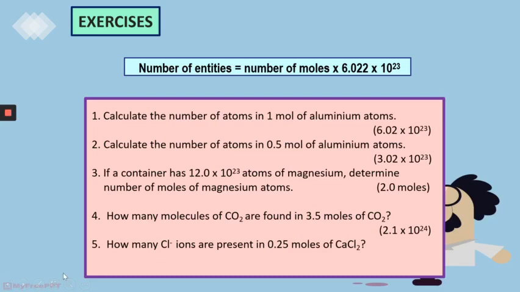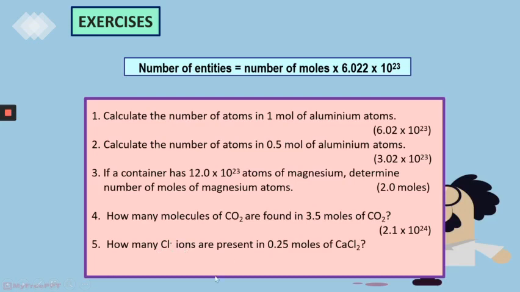Okay, now look at question number 5. How many Cl minus ions are present in 0.25 mole of CaCl2? So for this question, the question wants you to calculate the number of entities. The number of entities here is the number of Cl minus ion. What is given is the number of mole of molecule. The question asks, how many Cl minus ion?